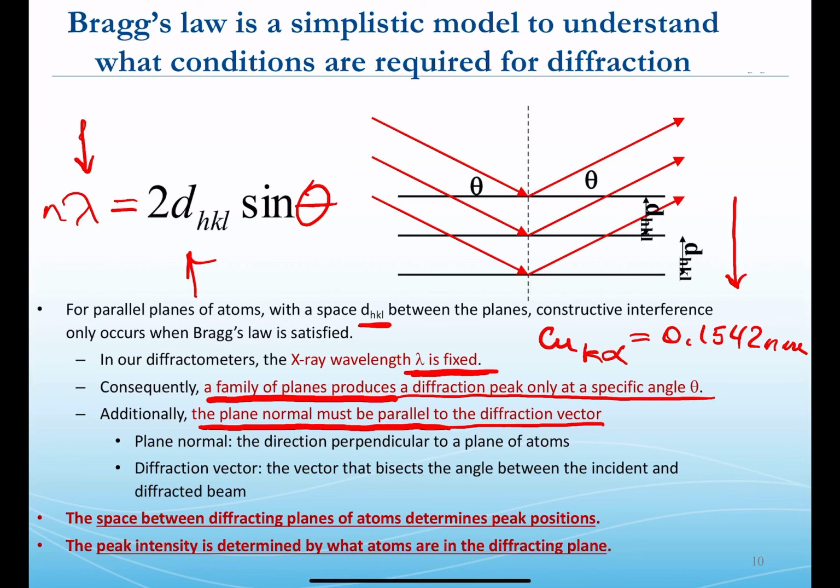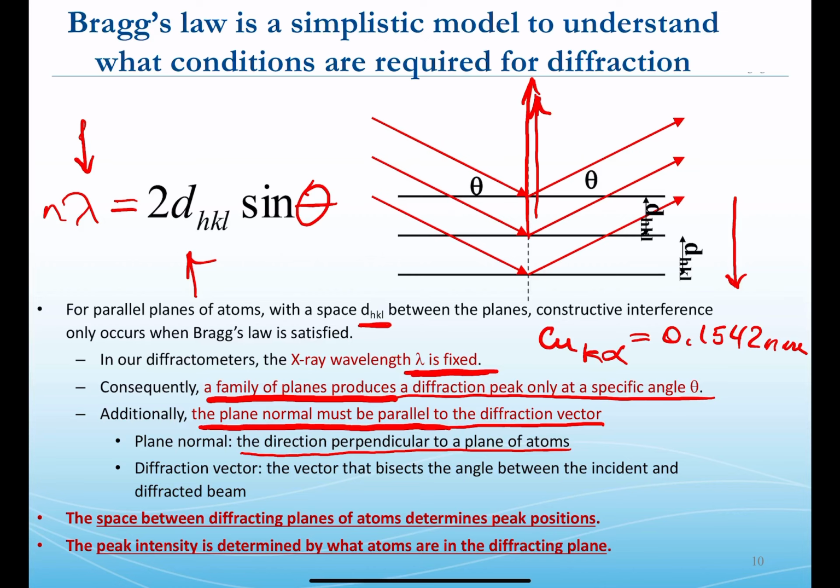So a diffraction vector here is defined by the following. A plane normal is the direction perpendicular to the plane of atoms. So here in the diagram above, that would be the dotted line. That is our plane normal. And now, what is the diffraction vector? The diffraction vector is the vector that bisects the angle between the incident and diffracted beam. So that's also right there. Those two must be parallel, of course.